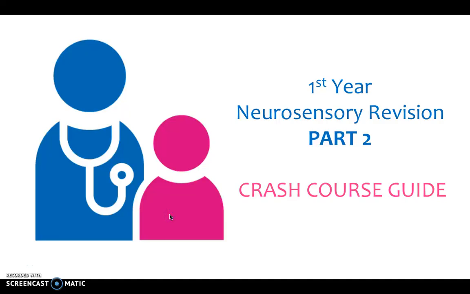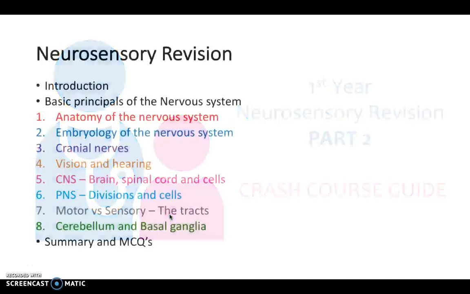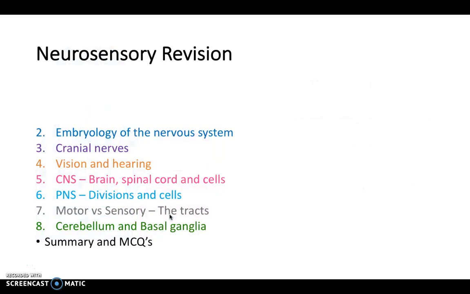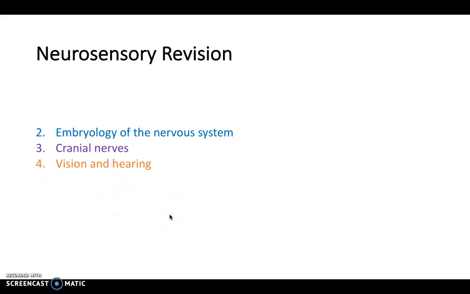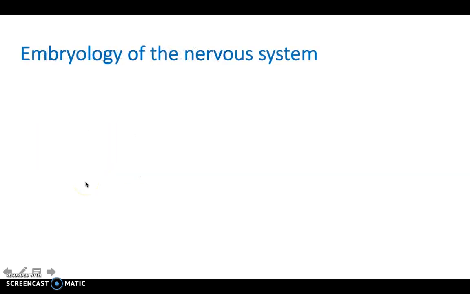Today we're going to be continuing to look at the neurosensory system. In part 1 we did take an in-depth look at the anatomy of the nervous system, and in future videos we are going to continue to look at other aspects of the nervous system, including the central and peripheral nervous system and the different tracts. But today what we're really going to focus on is the embryology of the nervous system alongside the cranial nerves and the visual and auditory systems. So let's start with the embryology of the nervous system.